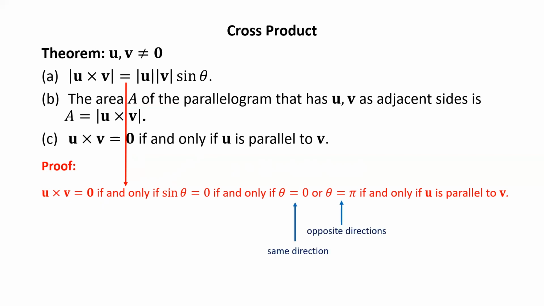Okay, when theta is 0, the vectors are pointing in the same direction. And when theta is pi, the vectors are pointing in opposite directions, but still parallel, of course.